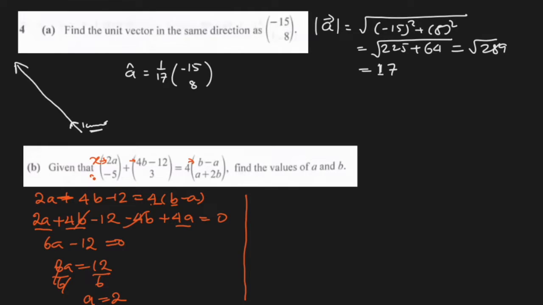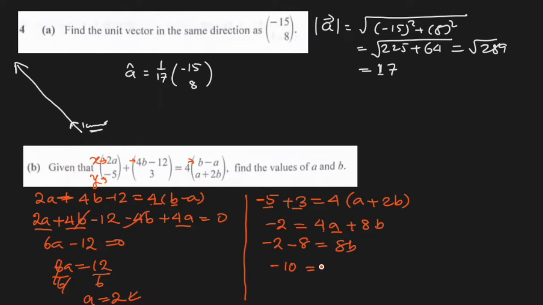Same, we'll find the equation with the y component, which is this one: minus 5 plus 3 equal to 4a plus 8b. So negative 5 plus 3 is negative 2 equal to 4a plus 8b. We know a is 2 now, so this will be replaced. Minus 2, 4 times 2 is 8, and taking it to the left side, minus 8 will be minus 10 equal to 8b, and dividing both sides by 8, b is negative 5 over 4.